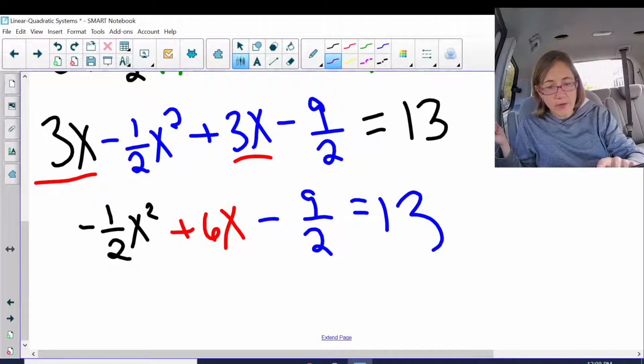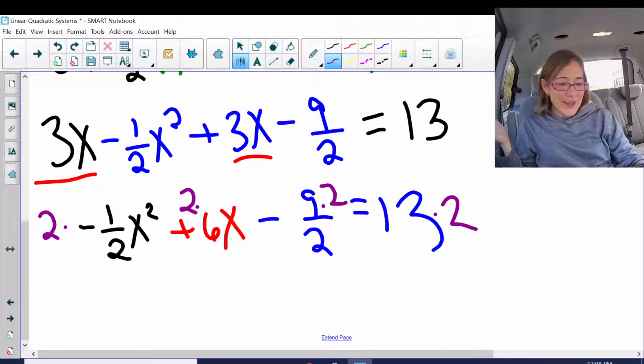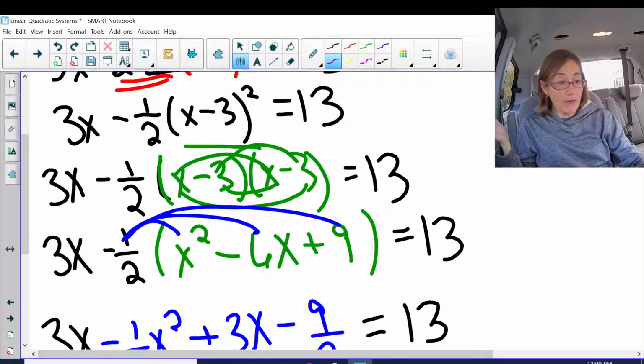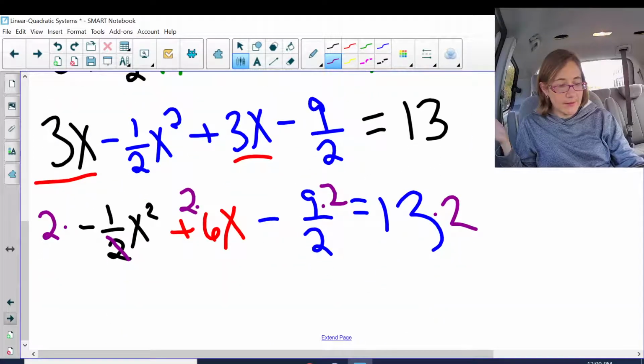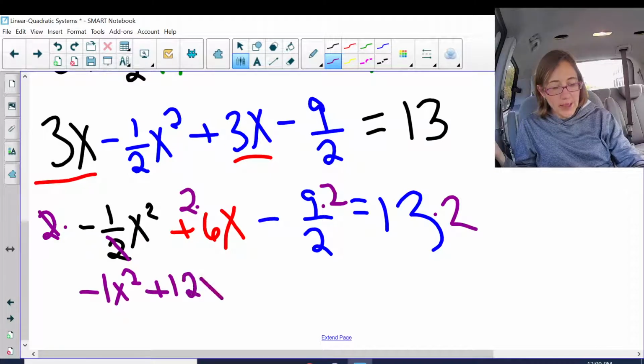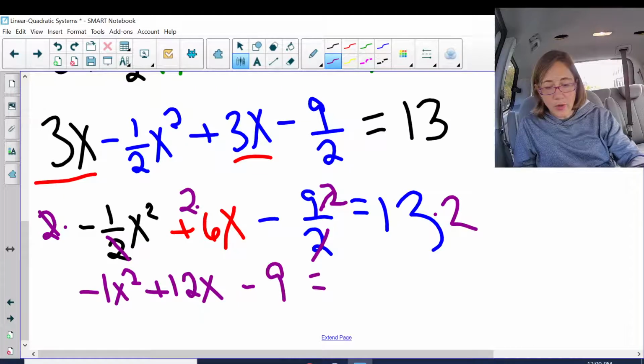The thing that makes a fraction is the denominators. So I don't like the divided by 2 part, so I'm going to multiply every term here by a 2. So that means I can cancel these. So I have negative 1x squared plus 12x. I can cancel, plus minus 9 equals a 26.